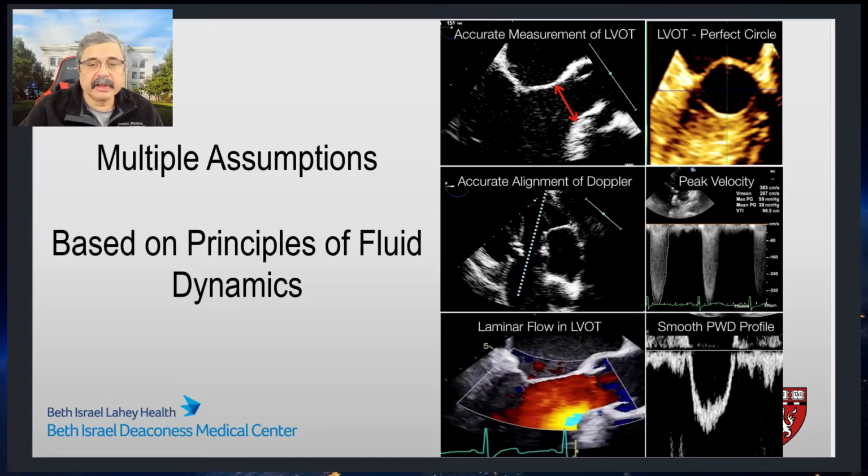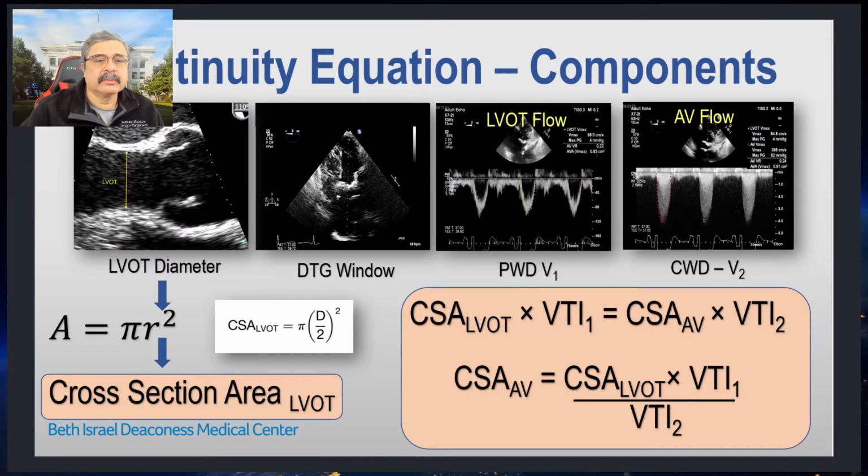You have accurately aligned the Doppler. You've obtained the peak velocity. The flow in the LVOT is laminar, and you've obtained the pulse wave Doppler exactly at the same location where you measured the LVOT diameter, and it's a smooth and a straight profile of the pulse wave Doppler. These are the assumptions.